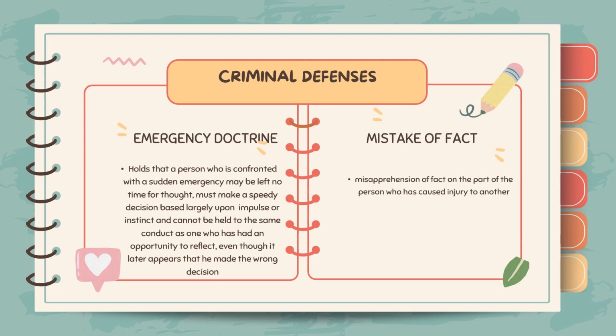Mistake of fact, on the other hand, is a misapprehension of fact on the part of the person who has caused injury to another. So in mistake of fact, an individual is not criminally liable because he does not act with criminal intent.